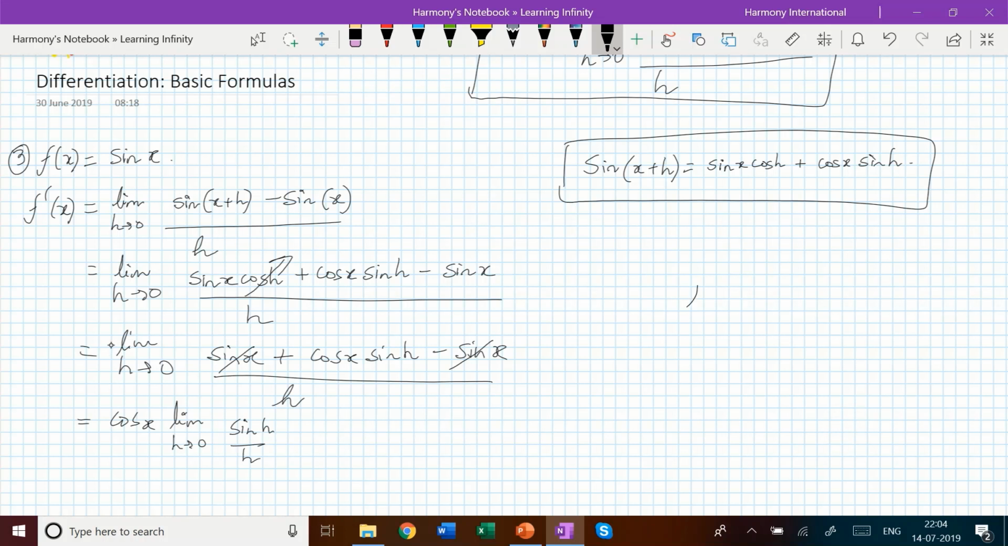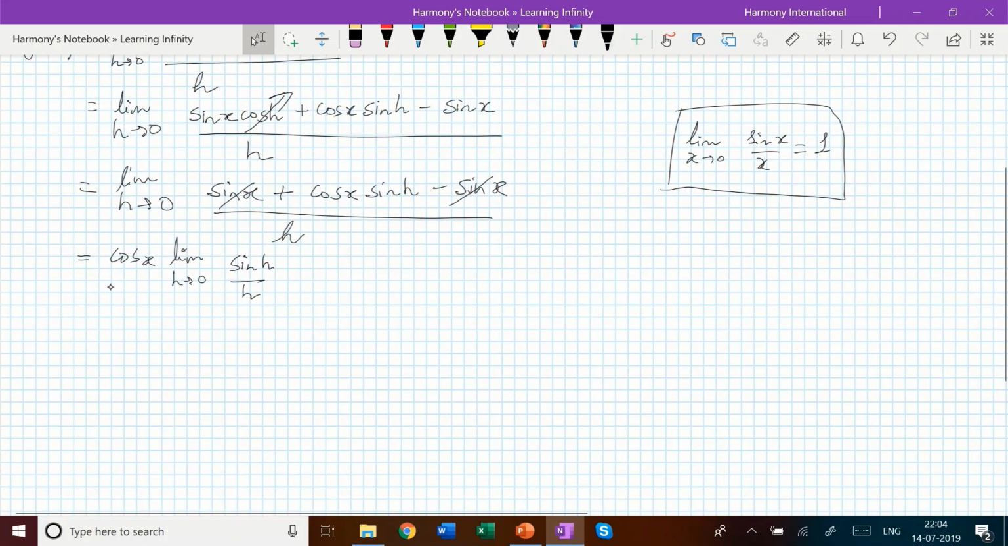Now we all know that limit x tends to 0 of sin x by x equals 1. This is a standard limit. Using this formula, we can say that cos x into 1 equals cos x. So f'(x) will be cos x.